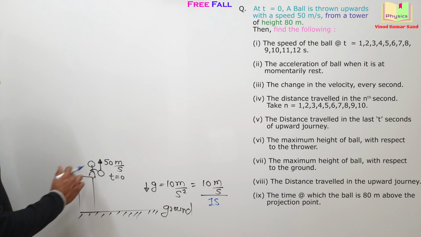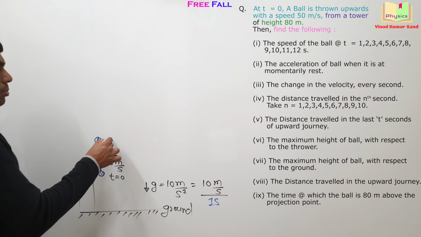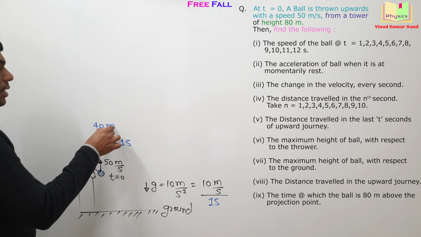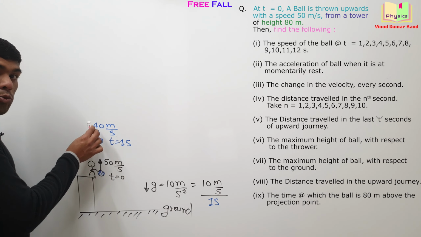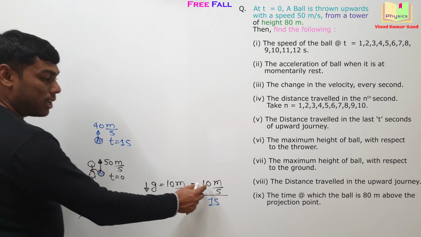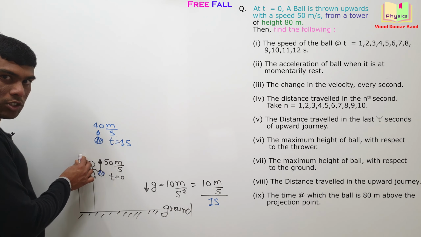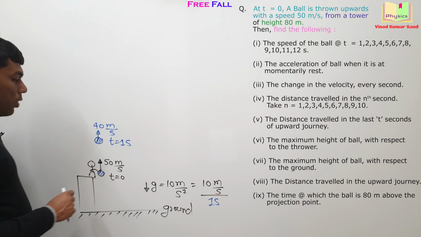Someone asks us what is the speed of the ball at t is equal to 1 second. What should be our answer? We know that it will be 40 meter per second, because in 1 second the speed will change in this direction by 10 meter per second. Extra 10 meter per second speed is added in this direction every second. So 50 up, 10 down, it will be 40.